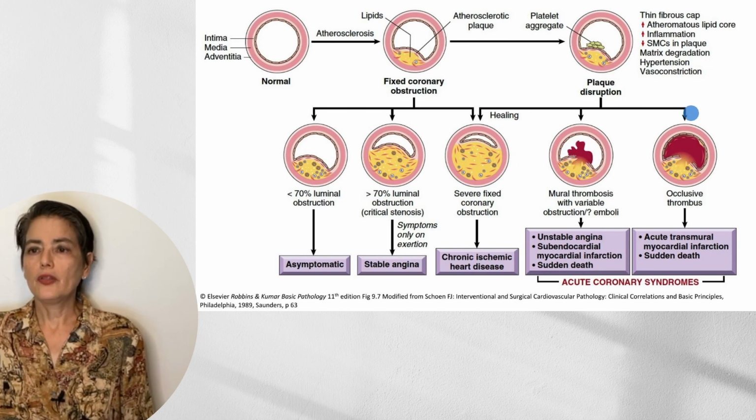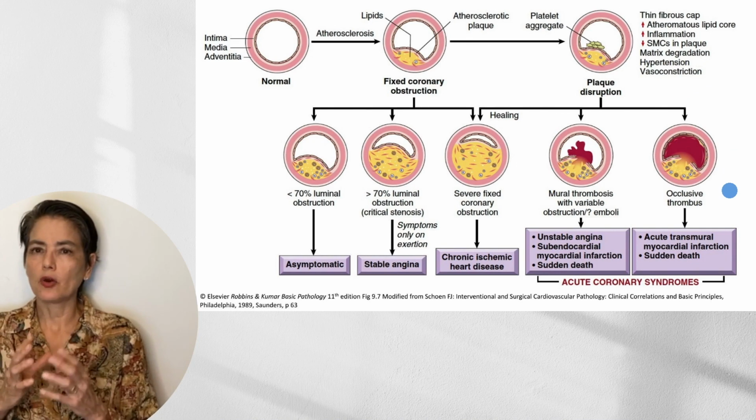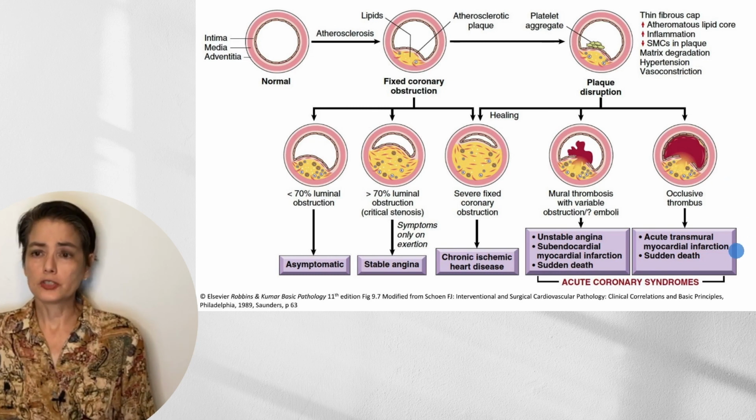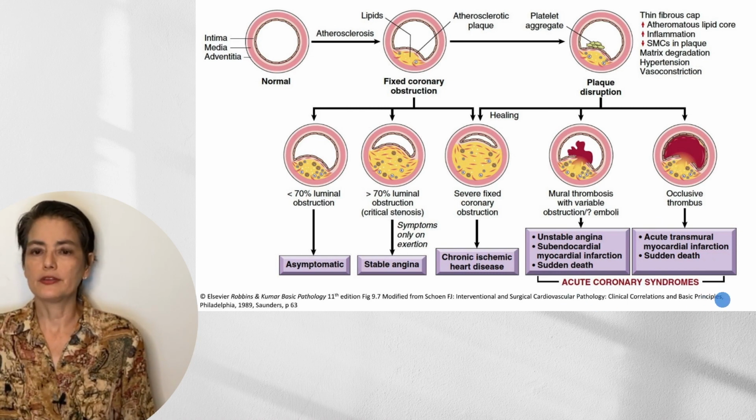Now, the other possibility that can happen with plaque disruption is this rapid growth of an occlusive thrombus that immediately occludes this vessel, leading to an acute transmural myocardial infarction. It can also lead to sudden death. And since both of these are acute and occur in the coronary artery, they're referred to as acute coronary syndromes.